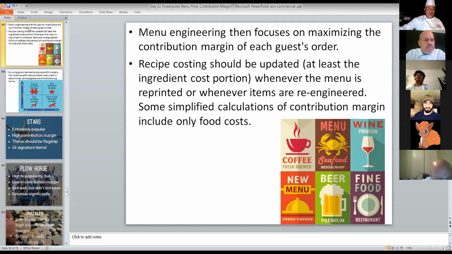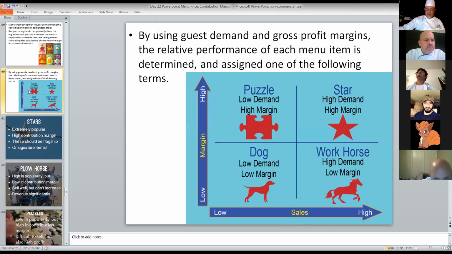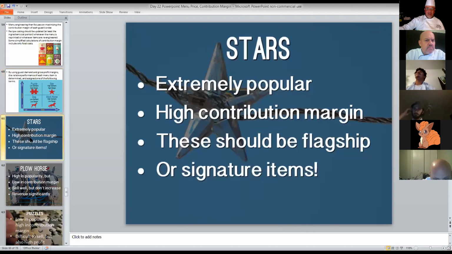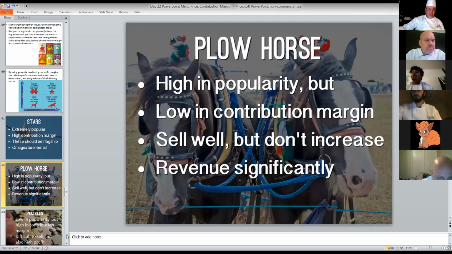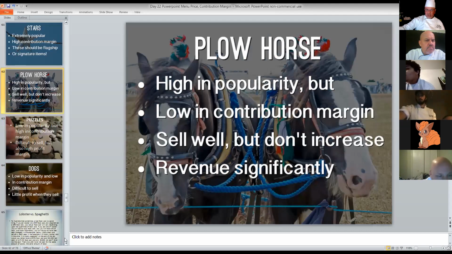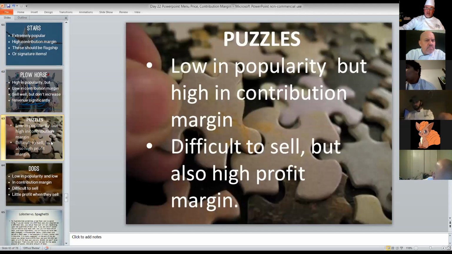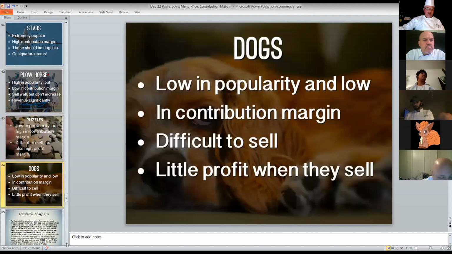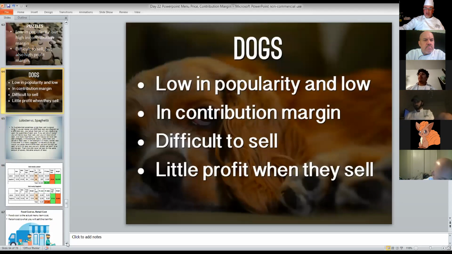Okay. And we talked about the puzzles, the dogs, the workhorses, right? The stars: popular, high contribution margin, should be a flagship or signature dish. Plow horse: high popularity but low contribution margin, sells well, does not increase revenue significantly. The puzzles: low popularity, you know, it can be your kids' menu items. The dogs: they don't move. Products going bad in your coolers.